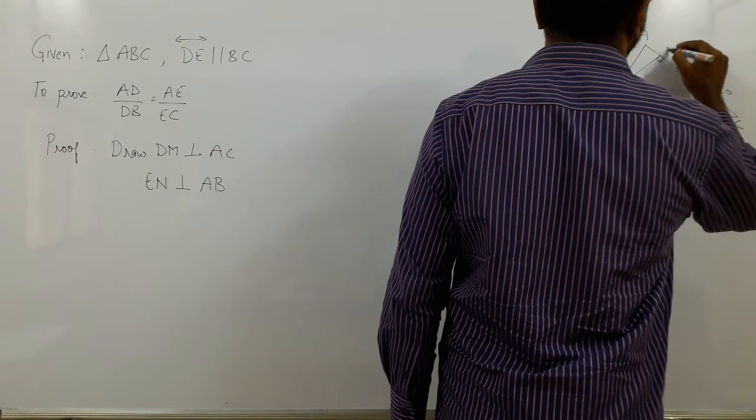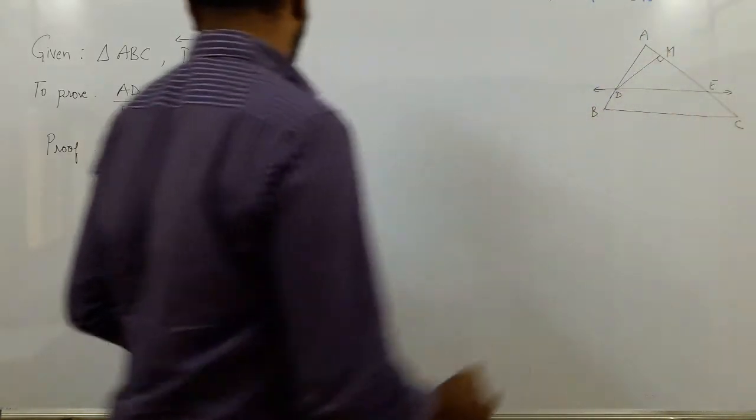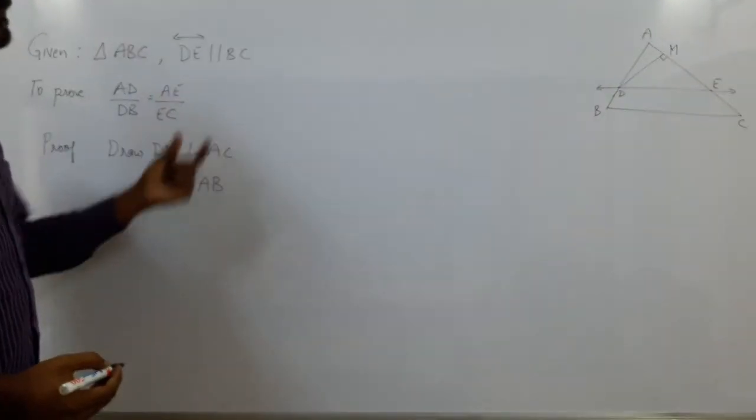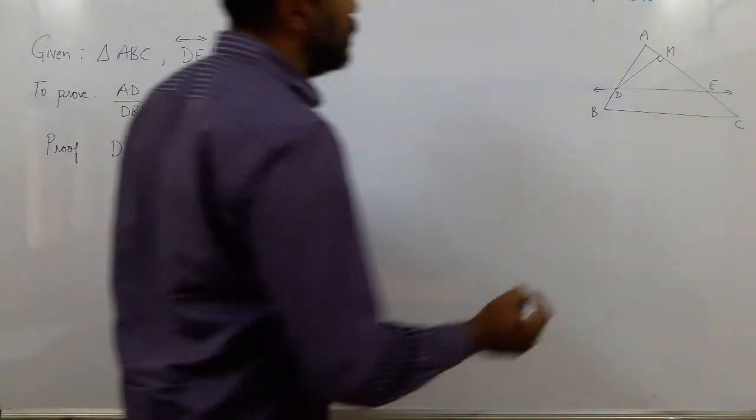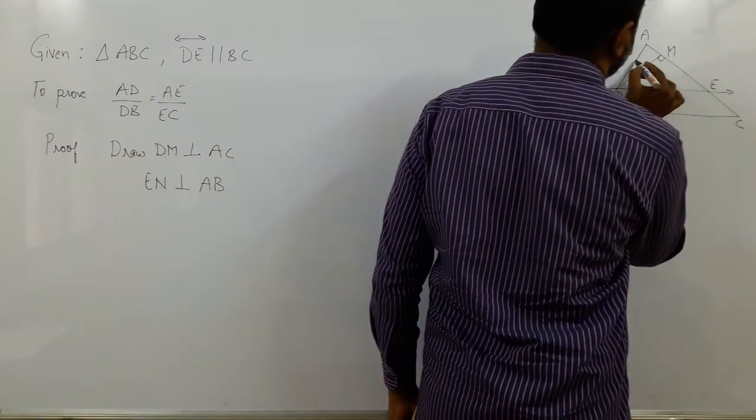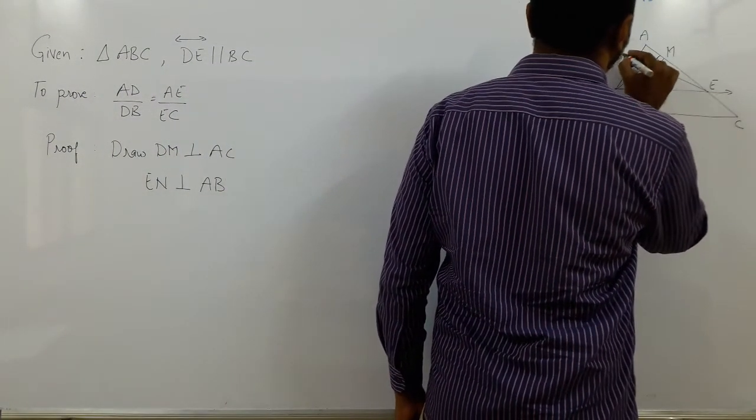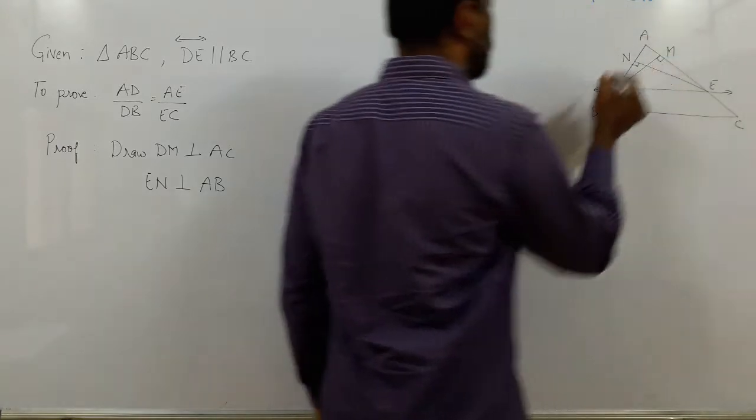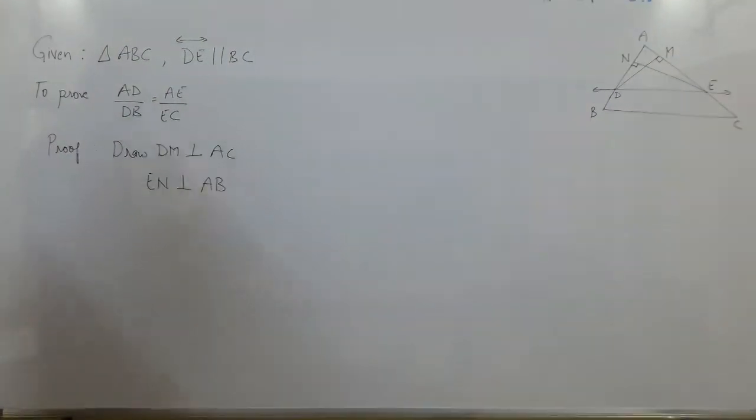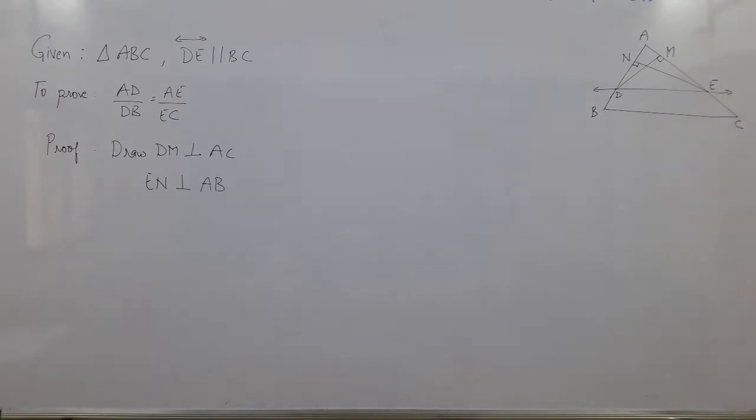So I have drawn DN perpendicular to AC and EN perpendicular to AB. Yes, that is the first step you have to do. You have to draw the perpendiculars. Done? Okay. Now we move further.